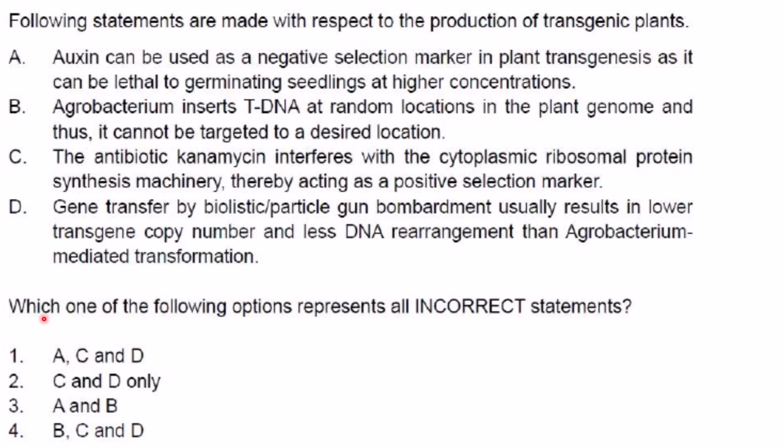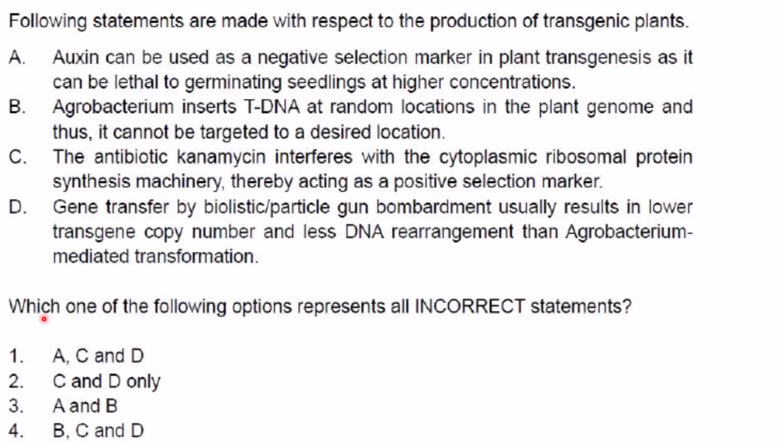So that is the basis for negative selection marker. So the first statement: auxin can be used as a negative selection marker in plant transgenics as it can be lethal to germinating seedlings at higher concentration. Yes, auxin, you all know, is a plant hormone, and at higher concentration it can become toxic, so it can be used as a negative selection marker.